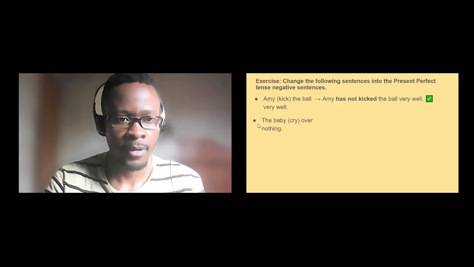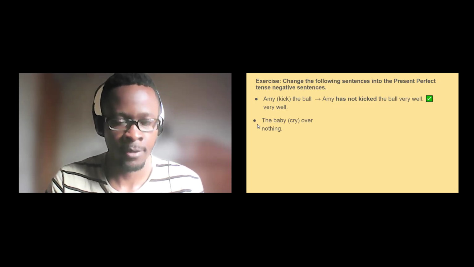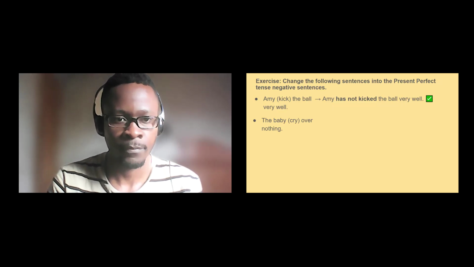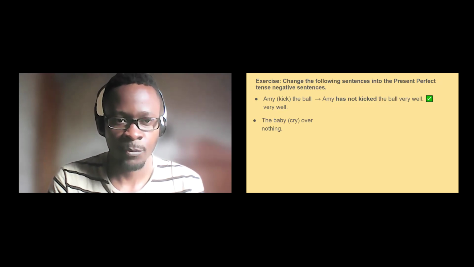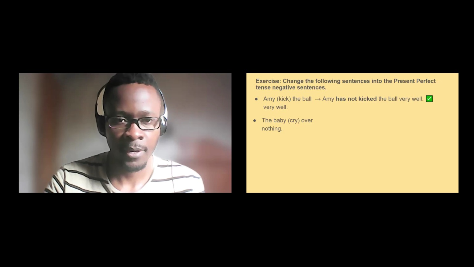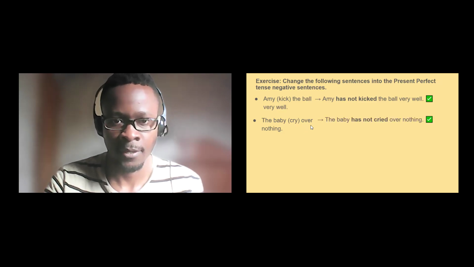Two. The baby cried over nothing. So again, we apply the same rules. We look at the subject, which is the baby. The baby can be a he or a she. And since the subject is a he or a she, we then use has. After has, we then make it negative by putting not. And then we use the third form of cry, which is cried. As such, the correct sentence is: the baby has not cried over nothing.